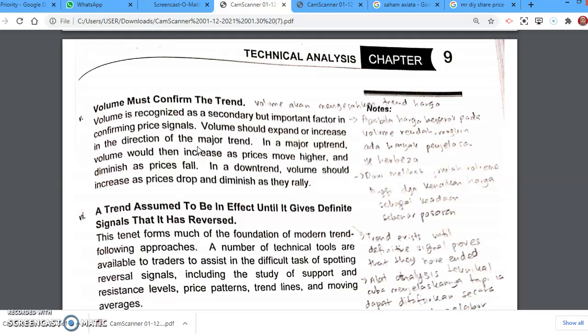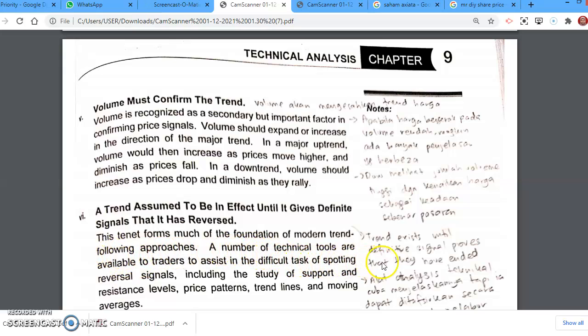Faham ya, volume adalah merujuk kepada jumlah share yang diperdagangkan untuk hari tersebut, right? So, tenet number 6: a trend is assumed to be in effect until it gives a definite signal that it has reversed. Okay, so this tenet forms much of the foundation of the modern trend following approach.